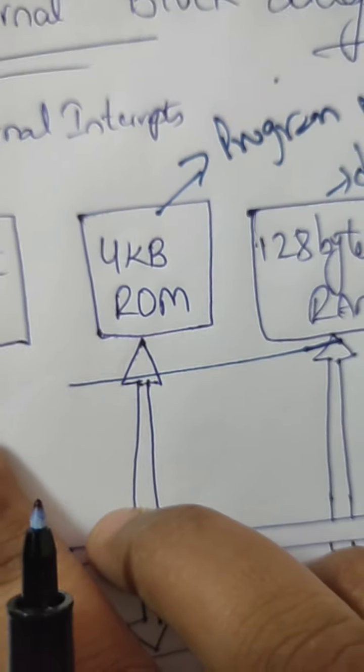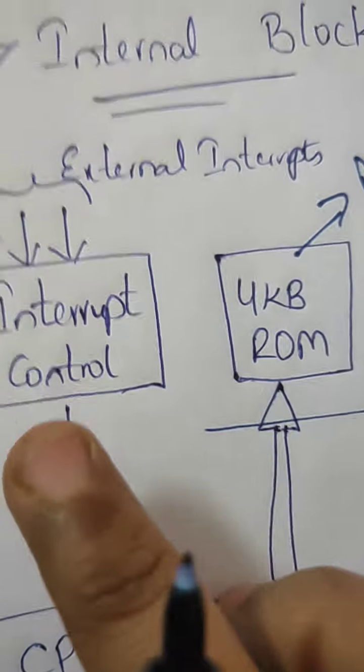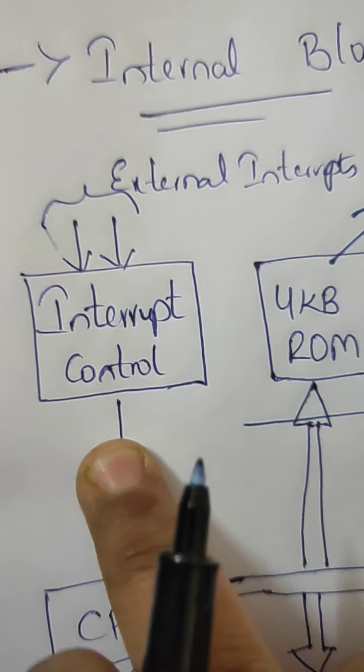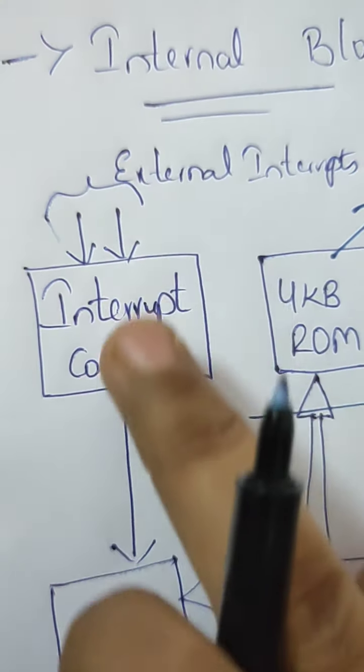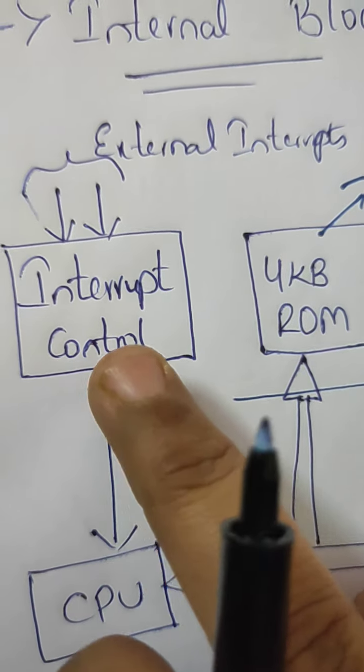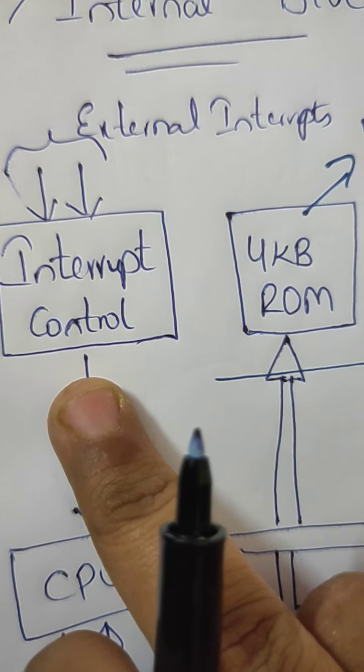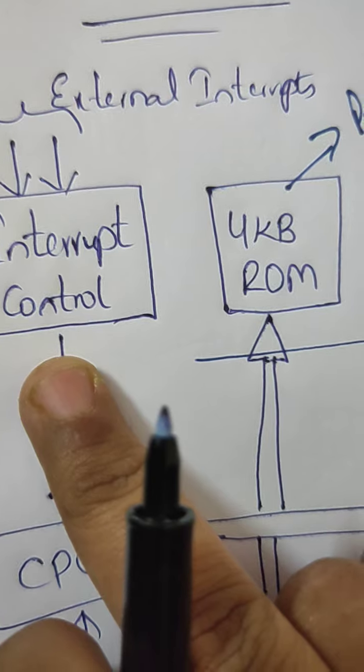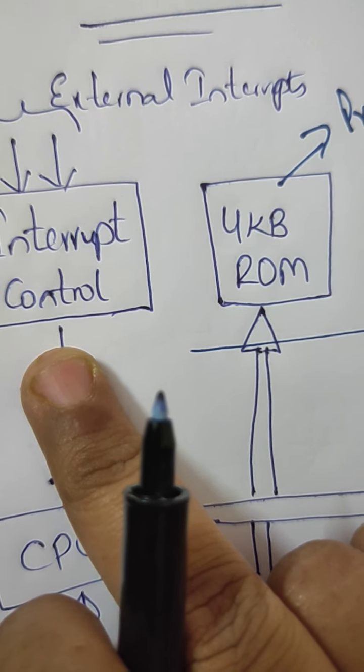Now coming to the interrupt controllers. The 8051 consists of 5 sources of interrupts: 2 are external and 3 are internal. The 3 internal sources are connected to timer flag 0, timer flag 1 and serial port communications.